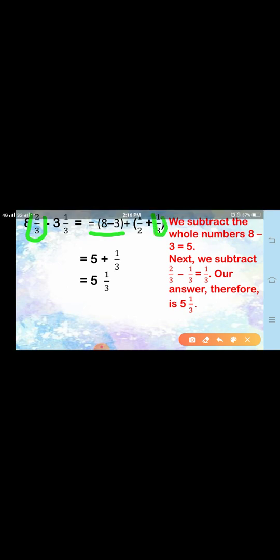Okay, so don't mind the addition here kasi nga nasa subtraction po pala tayo. Okay, so we get the 5 and 1 over 3 as the final answer.